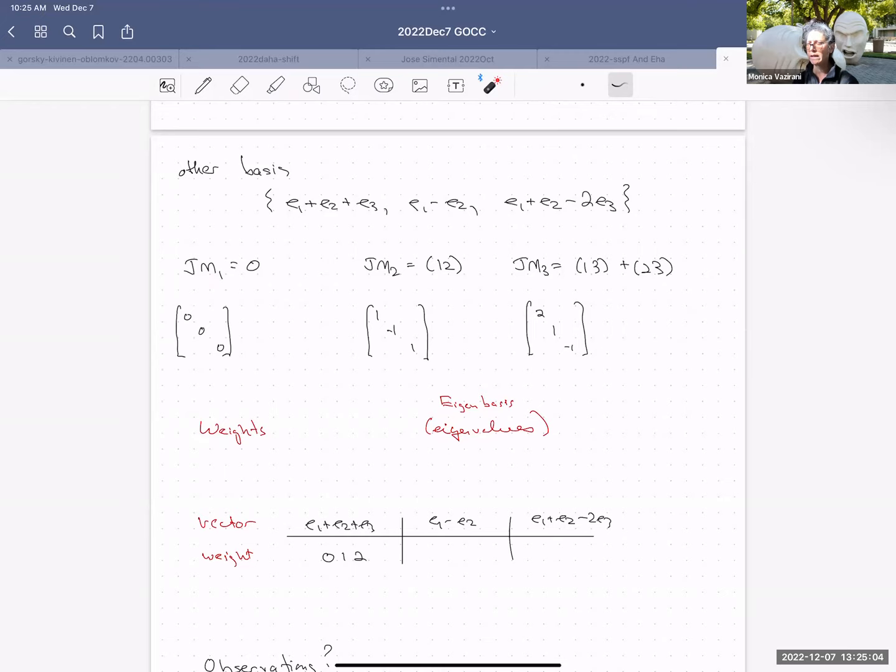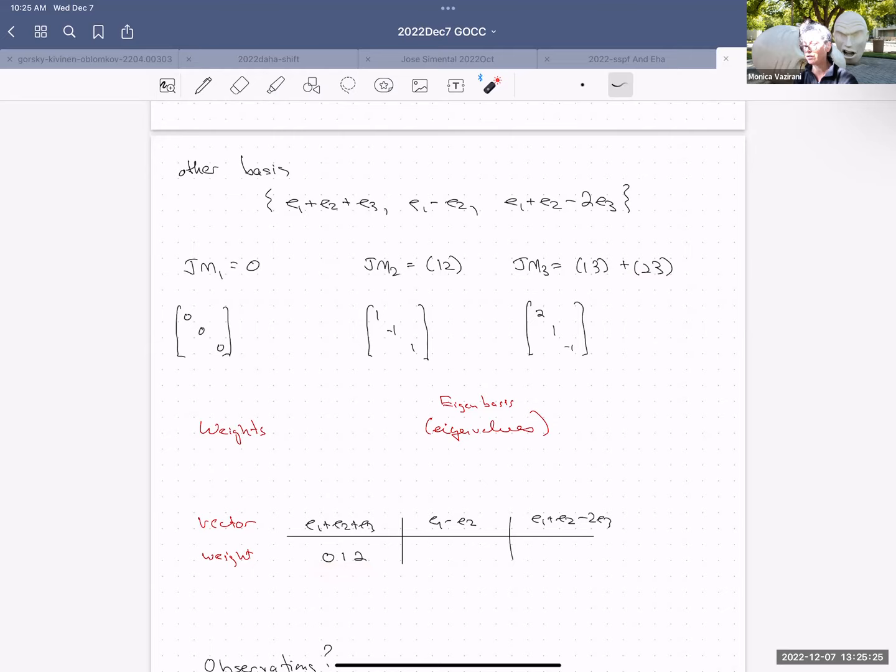So let's check. If I have E1 plus E2 plus E3, the first operator acts as 0 on it. The second operator acts as 1 on it, and the third operator acts as 2 on it, right? Why do you get 2? This fixes it and this fixes it, but there's a sum, so you get 2 of them out. So this tuple 0, 1, 2, I'm going to call the weight of this basis vector.